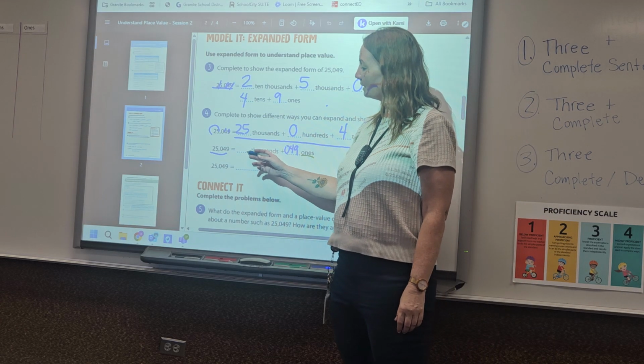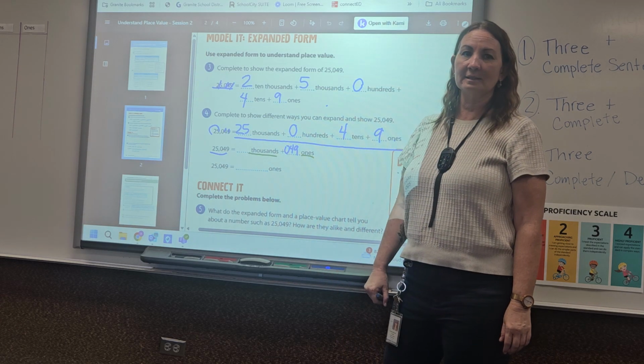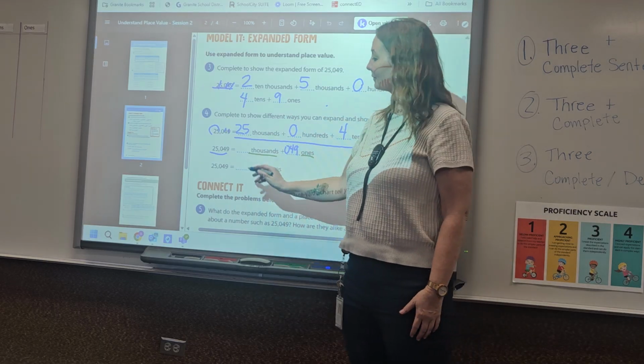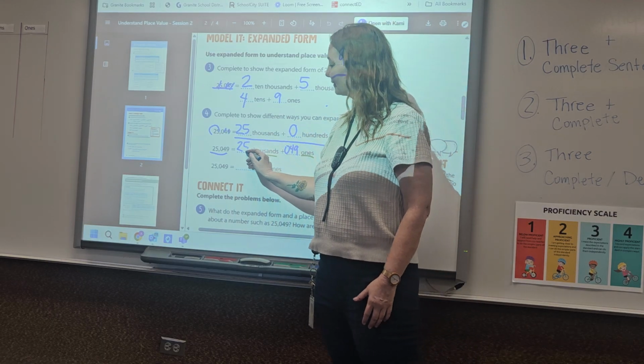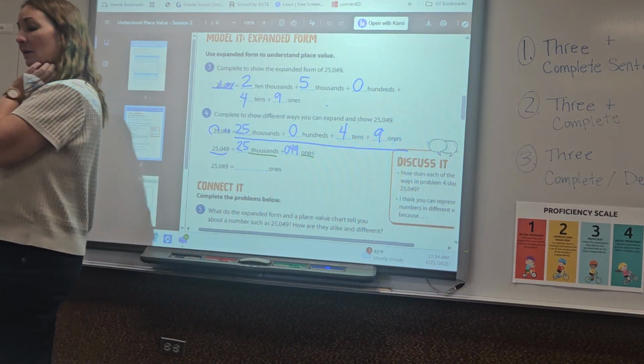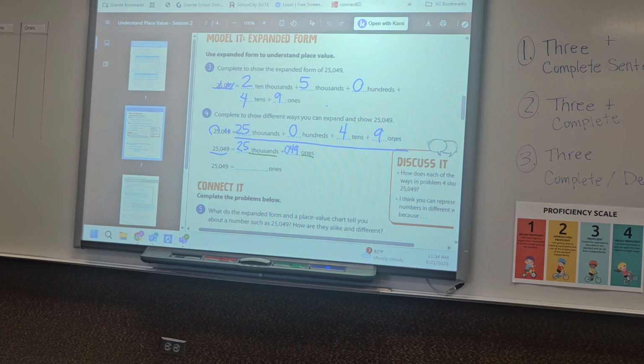And then what digits do we have in the thousands period? 25. 5. Double check your paper. That one may have been a little bit trickier. Are you gonna touch it over here, Kai? And the last one is ones.